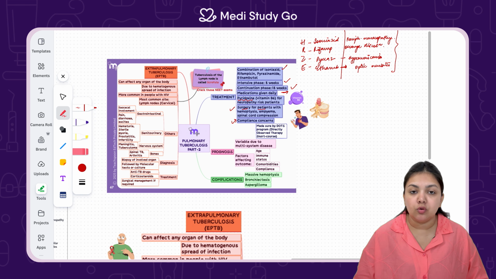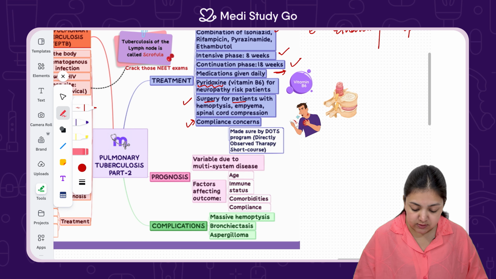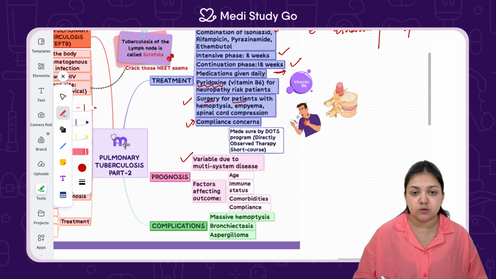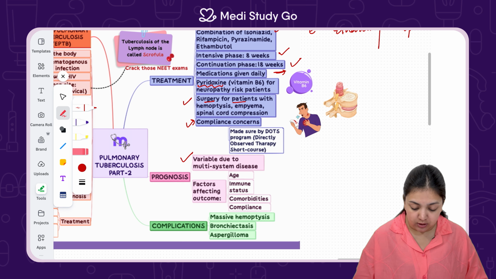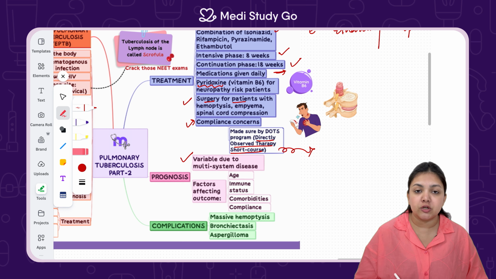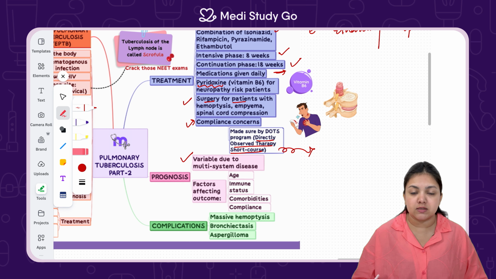Now, after we know the treatment of the disease, we need to know what the prognosis is when such patients have been treated. The prognosis is variable because multiple systems can get involved if the infection spreads via the blood. Prevention is ensured by maintaining the directly observed therapy short course, that is the DOTS protocol, wherein the patient is directly observed taking whatever drug is prescribed. If that is done, the prognosis of the case can be positive.